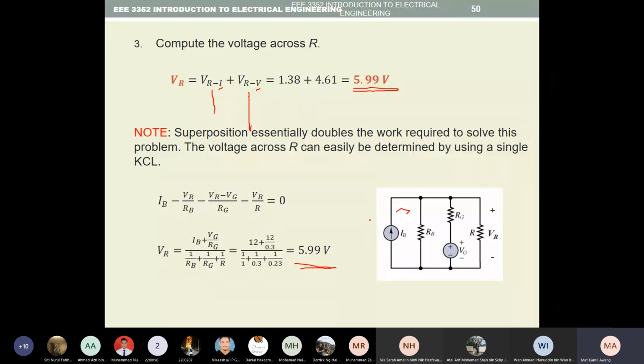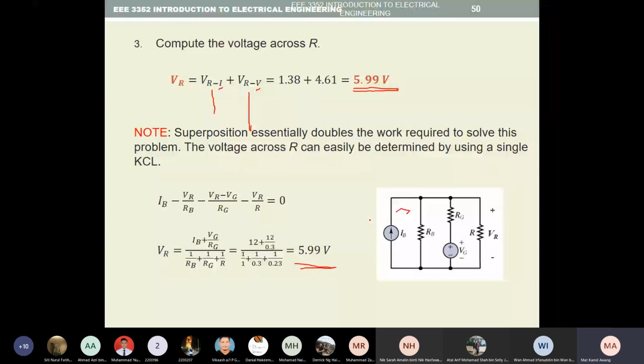Or even triple, depending on how many sources you have. If you have 2 independent sources, you double. If it's 3 independent sources, you triple. If it's 4 independent sources, quadruple. So you keep adding more work by using superposition.